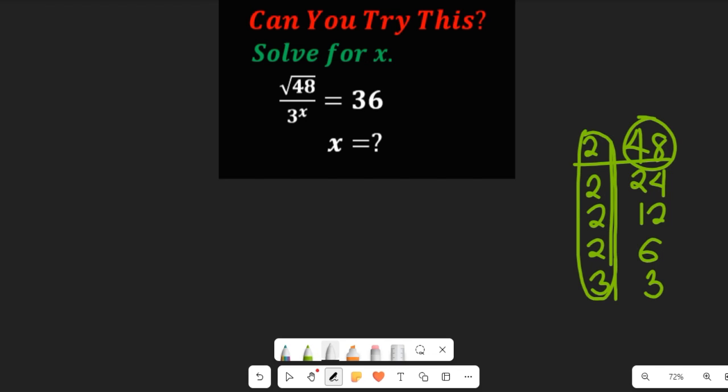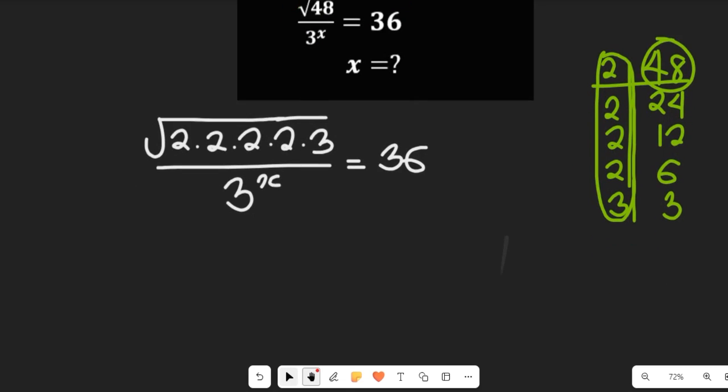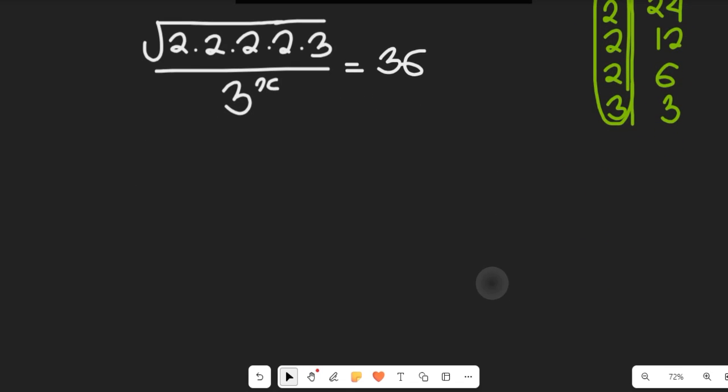So if we simplify 48, we're going to have the total square root of 2 multiplying 2 multiplying 2 multiplying 2 multiplying 3, and all these will be divided by 3 to the power of x, and this will be equal to 36. Great. Now recall that we are searching for the value of x. Now what do we do from here? I'm simply going to simplify this.